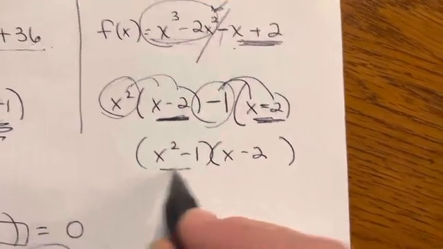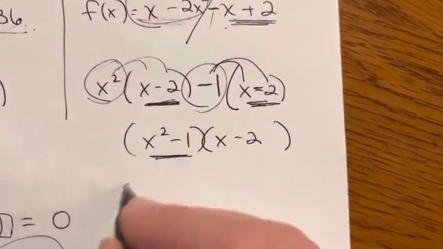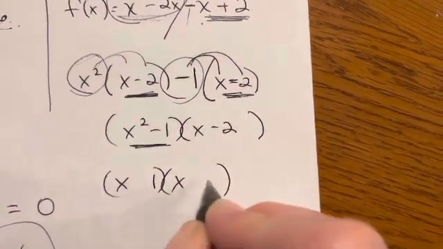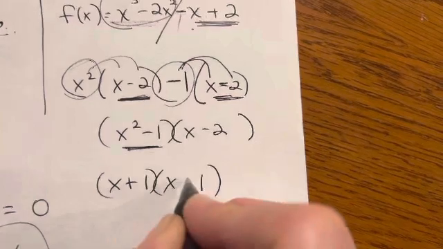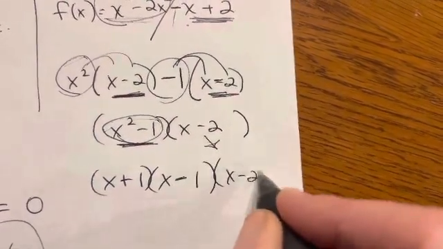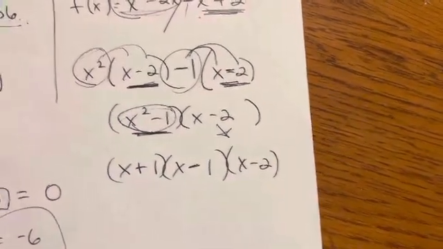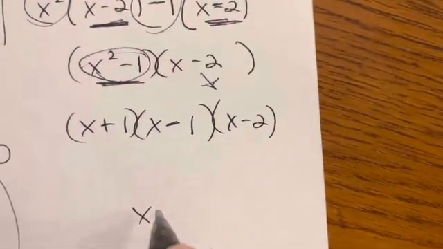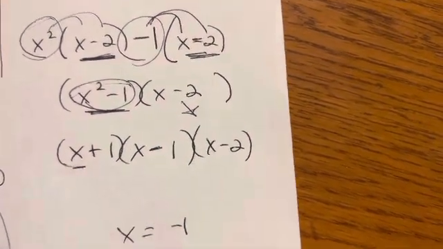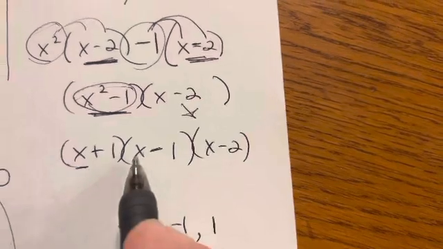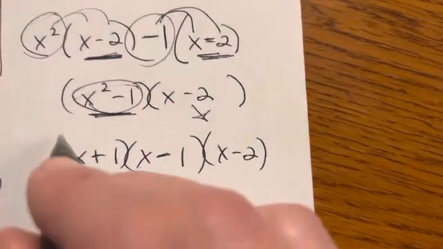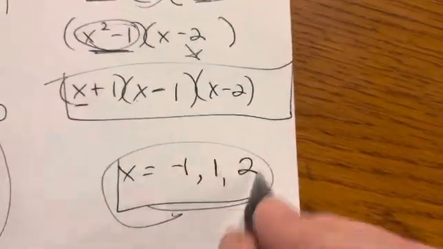Now again, this one will factor further. That's the difference of squares again, because x times x is x squared, 1 times 1 is 1. I know my signs have to be different to get that. And then don't forget to bring him back down. So that's it factored. If I was going to solve, what would make it 0? It would be negative 1, because negative 1 plus 1 is 0. It would be a positive 1, because 1 minus 1 is 0. And it would be a 2. So again, this is called factoring. This is called solving.